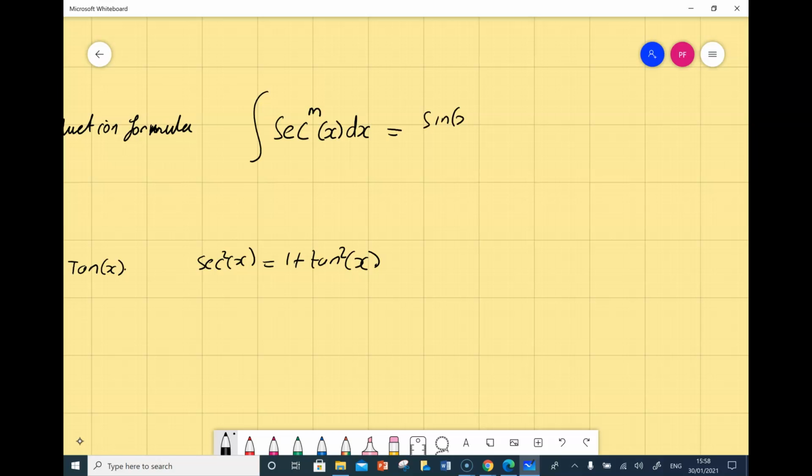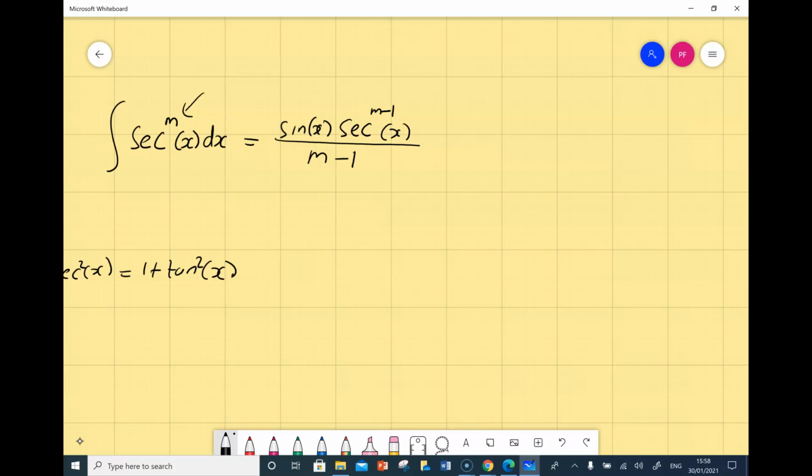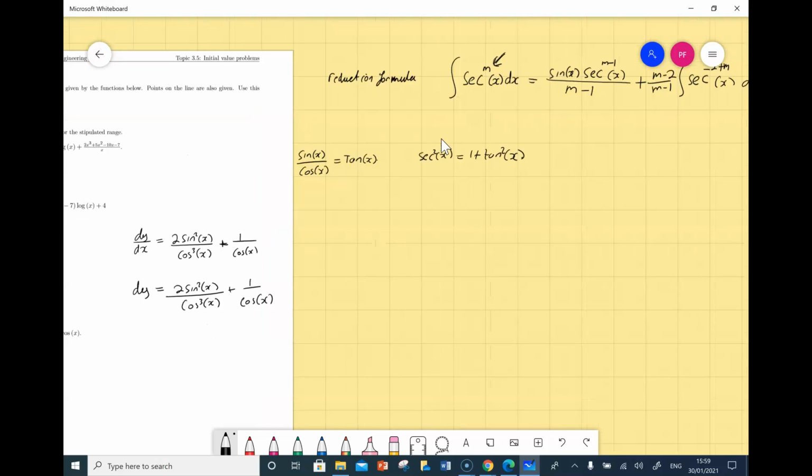So it's sine of x times sec of whatever your power was, m minus 1, of x, all over m minus 1, where m stands for your power, plus m minus 2 over m minus 1 times the integral of sec to the m minus 2 of x dx. Now remember again, m was whatever power you were integrating. Okay, and we'll be using these formulas to solve this integral.